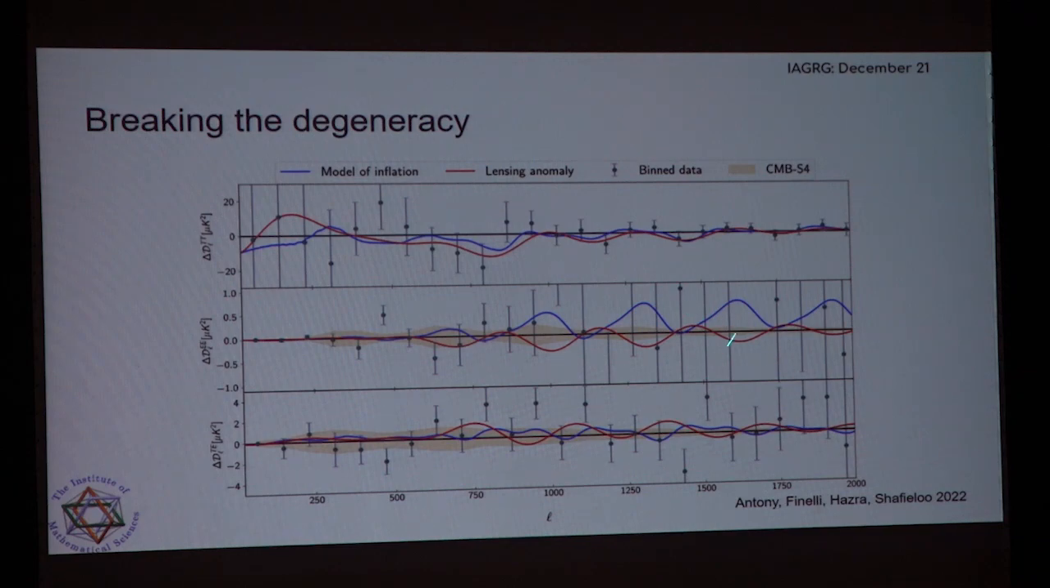You can see that these are the error bars of the Planck data, but for CMB-S4, this band represents the error bar you can expect. So you can understand that this much difference can be easily identified by a CMB-S4 like observation. All right.